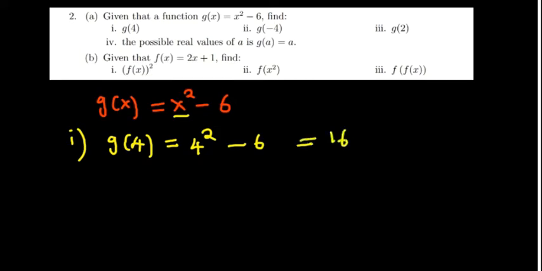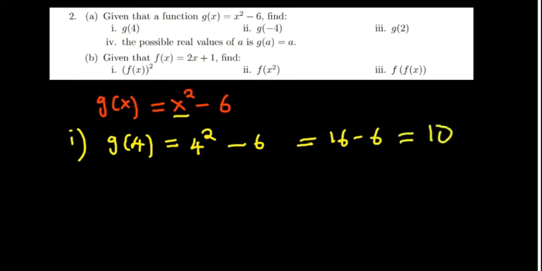So if you look at part 1, which says g of 4, what that means is where there's x, please put a 4. So I'm just following g of x itself. We have x squared there, so I'll put 4. Where there's x, I'm putting the 4, minus 6. What's the answer? 4 squared is what? 4 times 4 is what? 16 minus 6. The answer is 10.